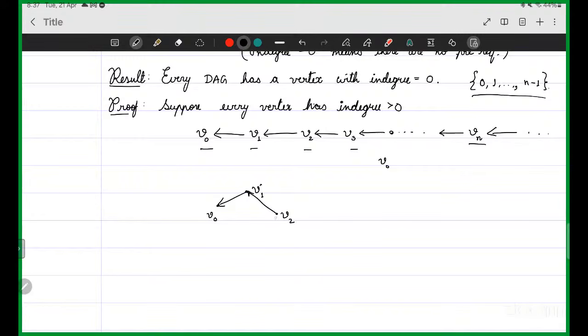V2. There is a cycle. So you have a cycle from V0 to V0. It need not be V0. I'm just taking the easy case where that happens. In general, you might have a repeated vertex somewhere in between. And the chain which is between those two repeated vertices is a cycle, right? It starts from V2 and ends at V2, and you backtrack.